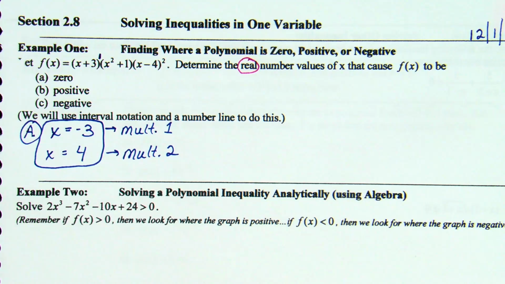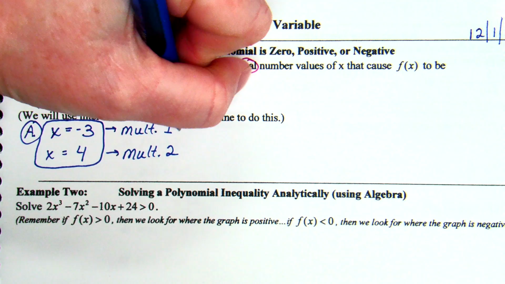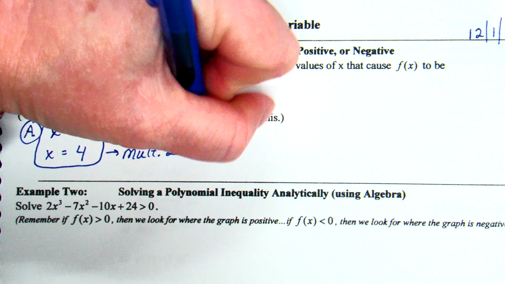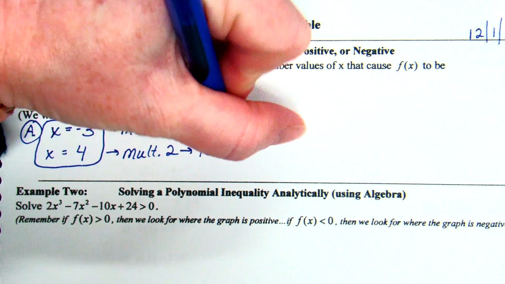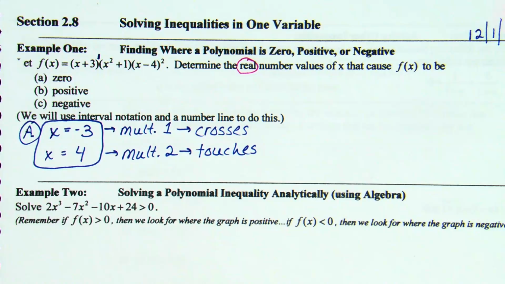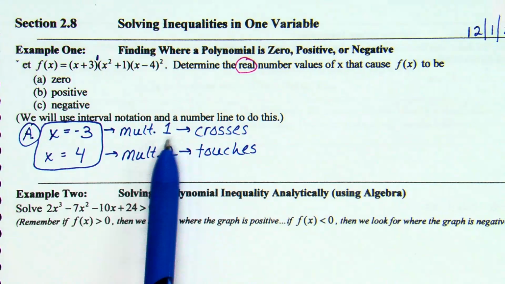Now, tell me, is my graph going to cross or touch the x-axis at each of these zeros? Okay, it's going to cross at -3, and it's going to touch at 4. Remind me, why? Even and odd, yes? If my multiplicity is odd, it just crosses through the x-axis. If my multiplicity is even, that means it's going to touch the x-axis and turn directly around. It doesn't actually cross through it.